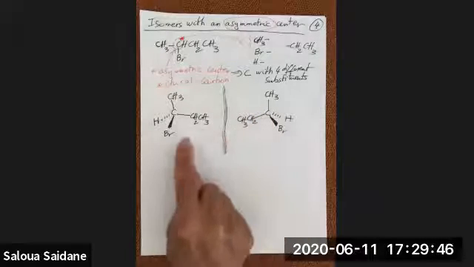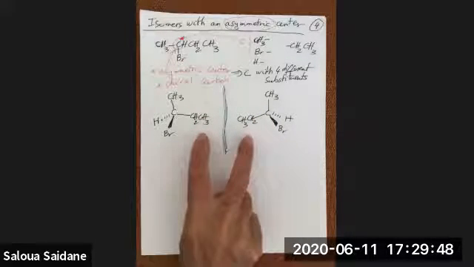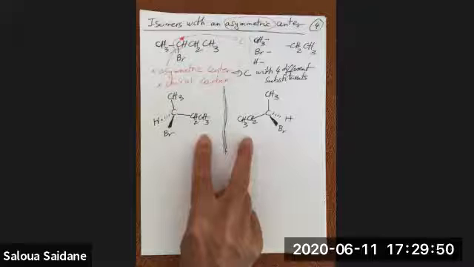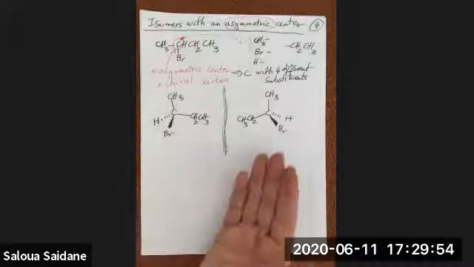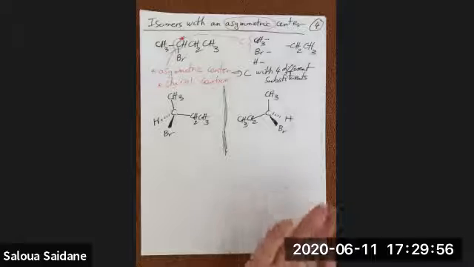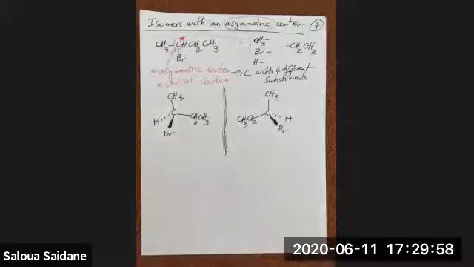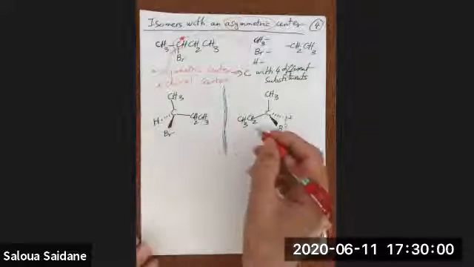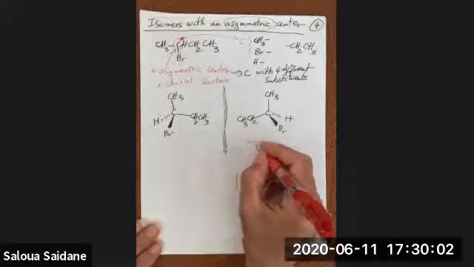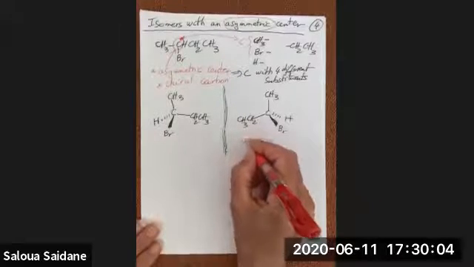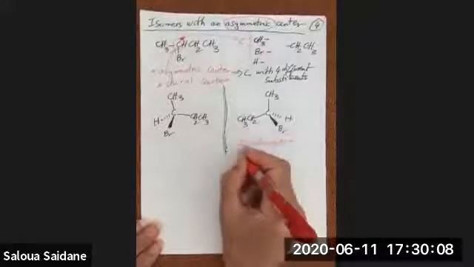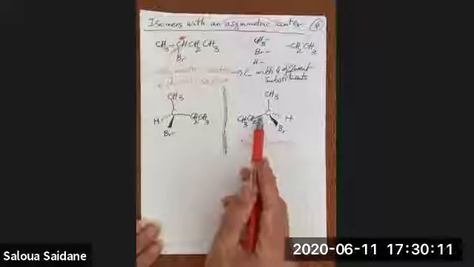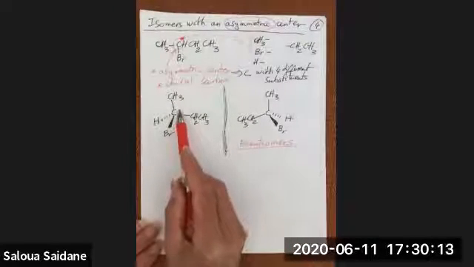And these two can be separated. They're not the same. Just like your right hand and your left hand, they're not the same. They're two different hands. So what do we call them when they're mirror images? These two, they're mirror images, they're called enantiomers. So enantiomers are two mirror images of a chiral molecule.